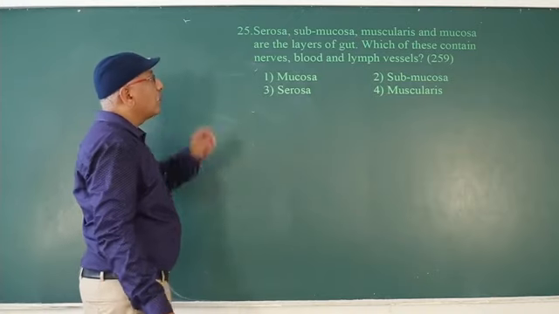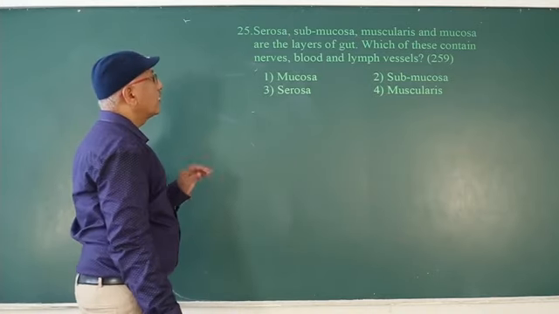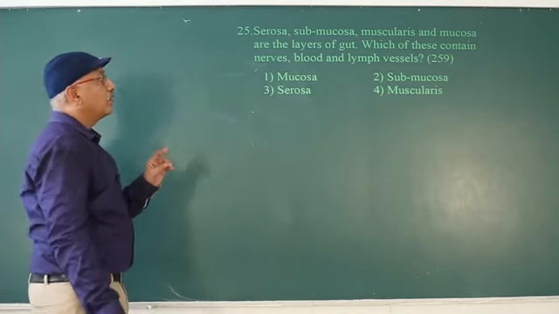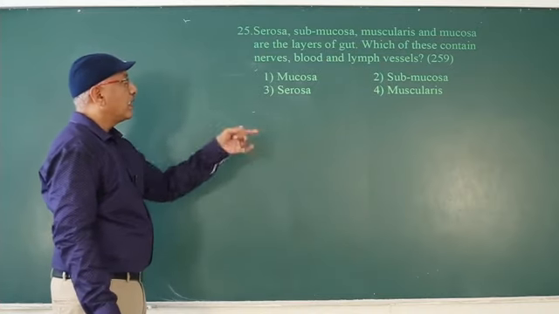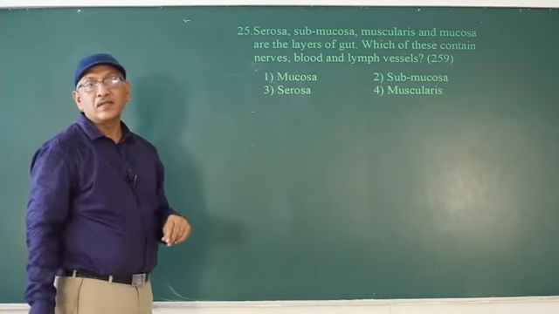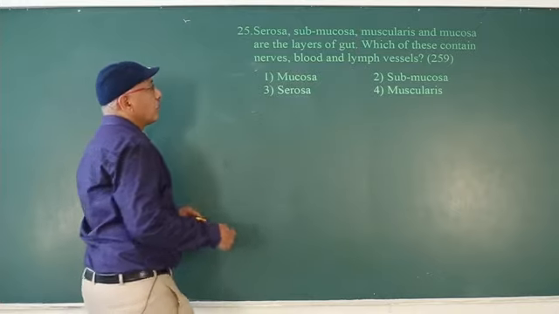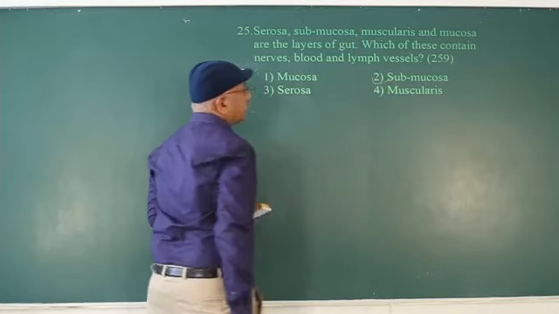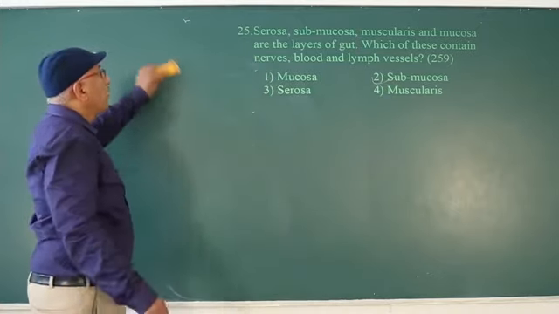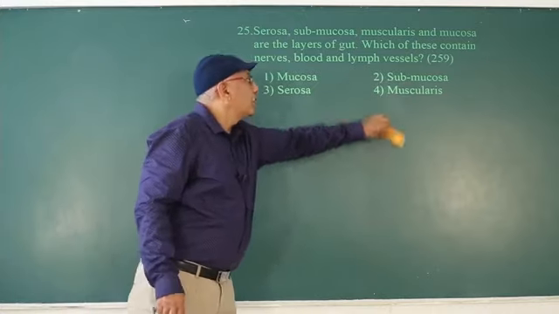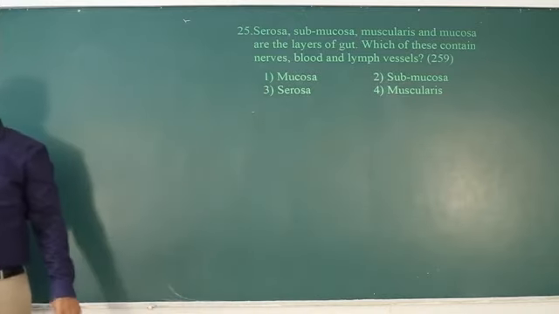Serosa, submucosa, muscularis and mucosa are the layers of the gut wall. Which of these contains nerves, blood and lymph vessels? That is submucosa. Submucosa. Next question.